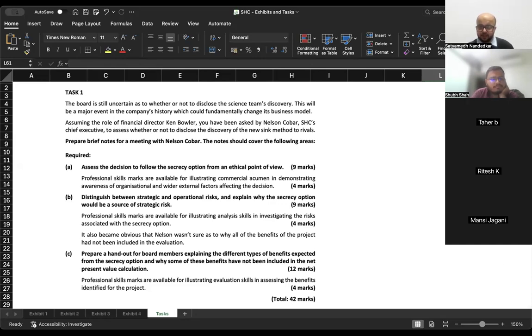Okay. Ritesh, can you read requirement A for us? Yes, sir. Assess the decision to follow the secrecy option from an ethical point of view. Professional skill marks are available for illustrating commercial acumen in demonstrating awareness of organizational and wider external factors affecting the decision. Okay. Second task, distinguish between strategic risk and operational risk and explain why the secrecy option would be a source of strategic risk. Mansi, can you read what is written below?